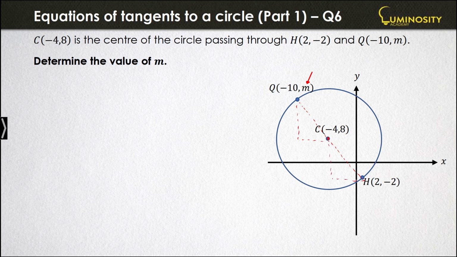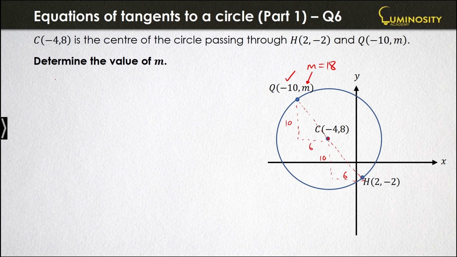So this is the geometrical way of doing it. So I can say from H to C, how did I get there? From 2 to -4, I had to move across 6 units. And then from -2 to 8, I had to go up 10 units. So I need to keep that same proportion going on, because that is the midpoint. So if I go from -4, 6 across, I get -10, which makes sense. And then if I go from 8, 10 upwards, I must get m equals 18. Okay, so that is the logical argument.